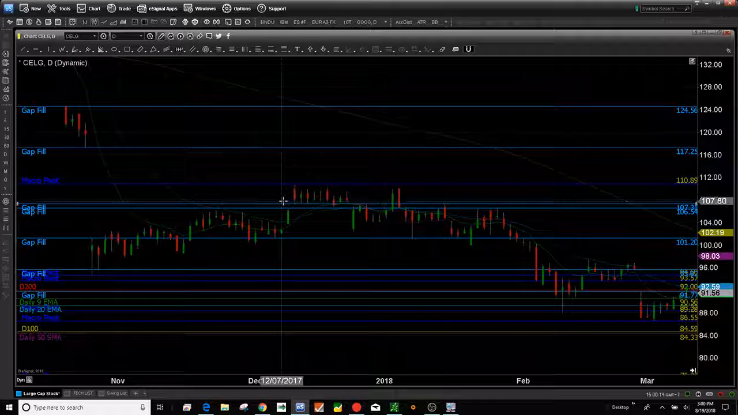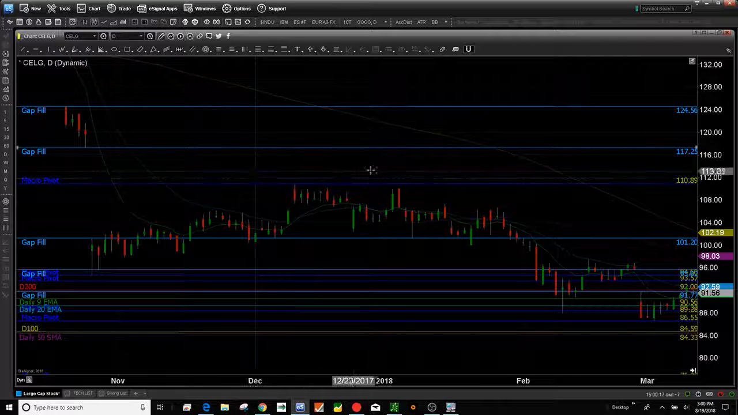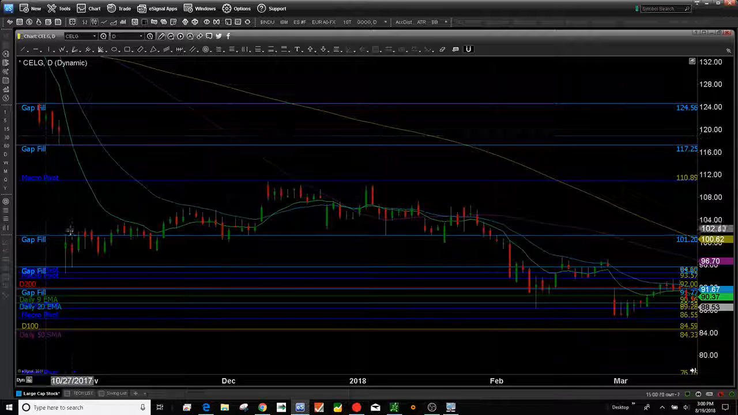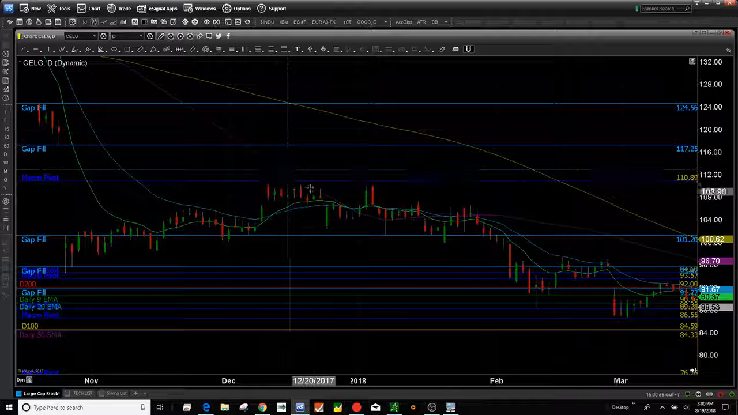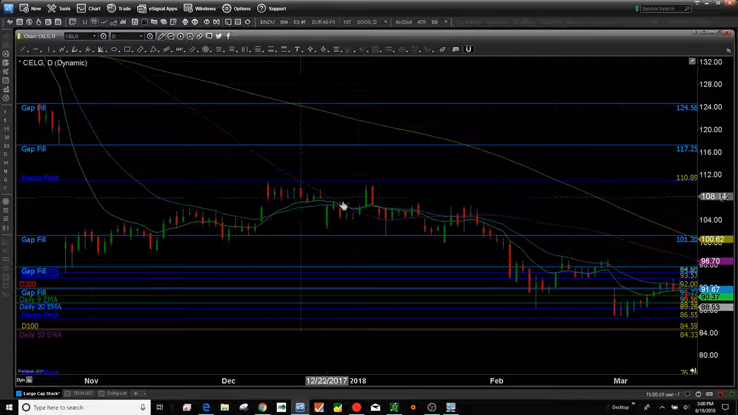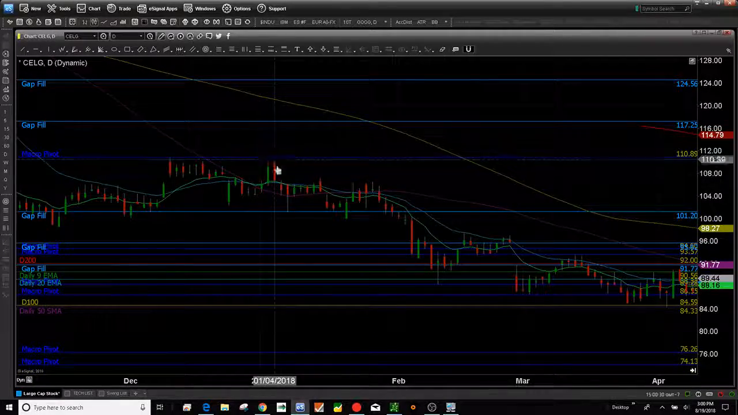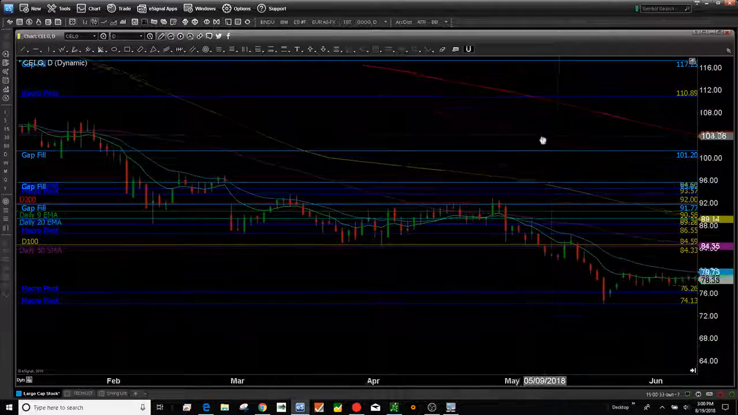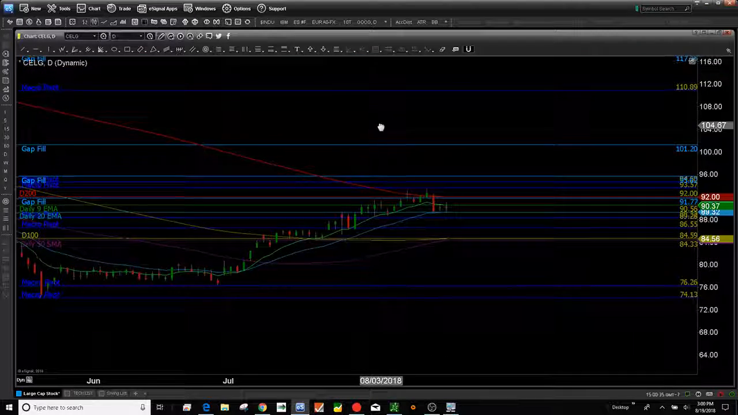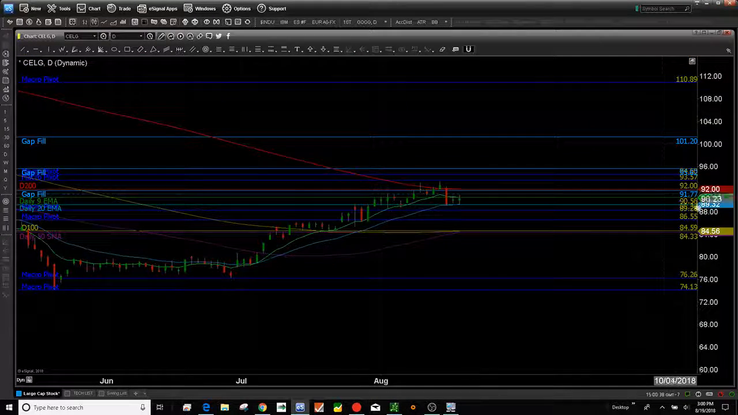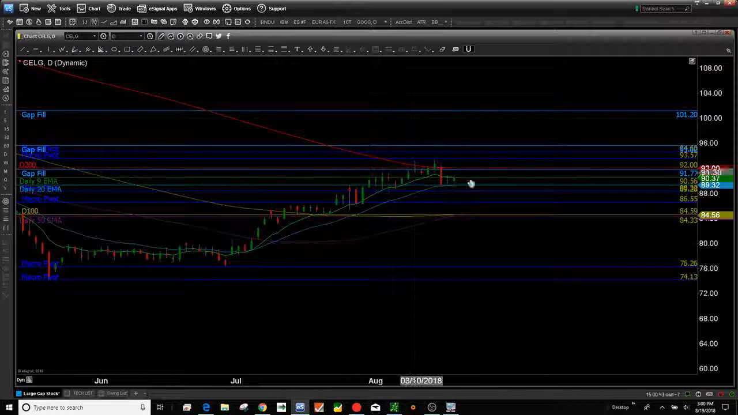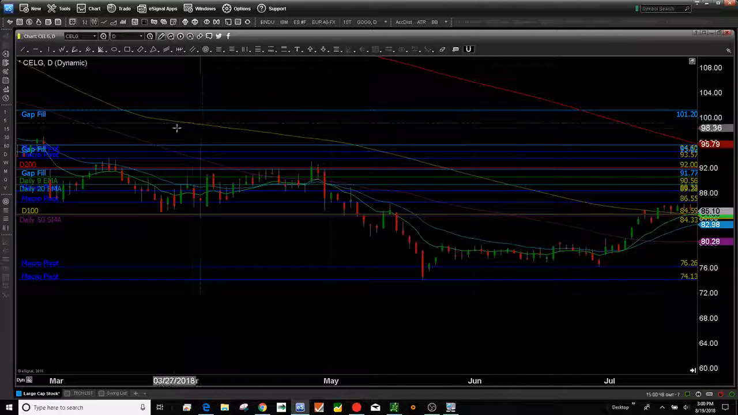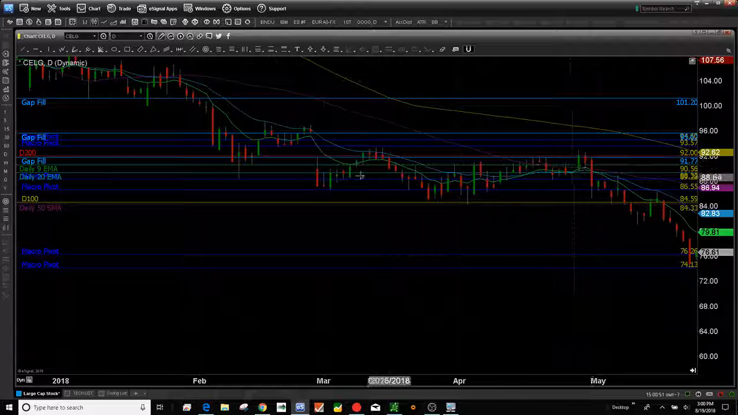I'm going to get rid of these two. This is sort of a small gap fill. So it gapped down, it tried to fill the line, it rejected here and went back down, especially after it hit the 50 SMA and just got pushed down. Retested it once and went back down here. So anyway, that is what we're looking at. If you can see right now, Celgene has a ton of choppiness going through here for a bit, and you can see that just through the price action here.